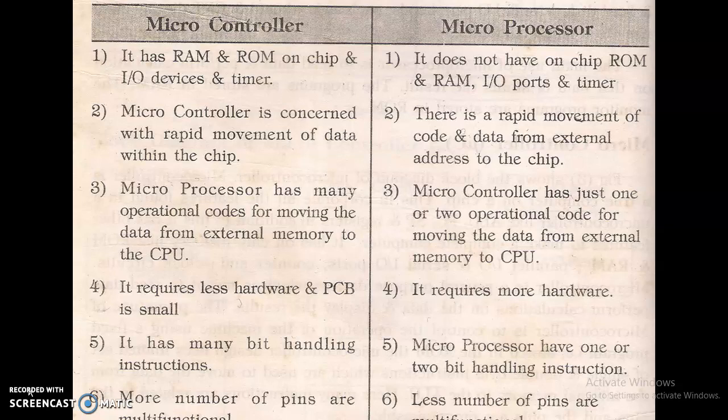So let me tell you what is multifunctional. The same pins can be used for more than one operation or more than one function, depending upon the control, that you can enable them using the data, which you will study later in further classes. For now, we can understand that the same pins can be used for more than one operation, and that is called as multifunctioning.